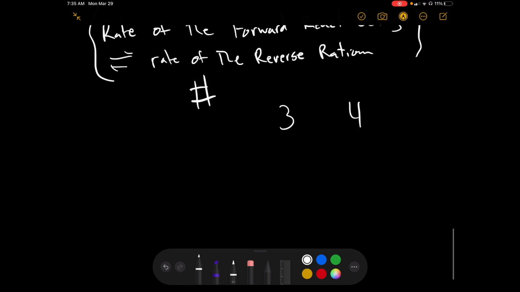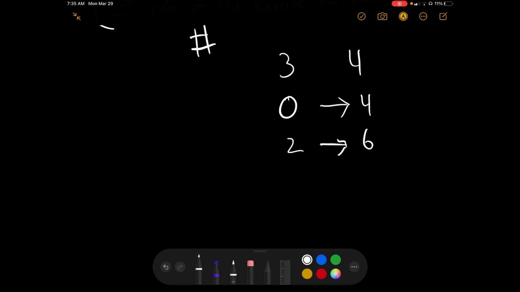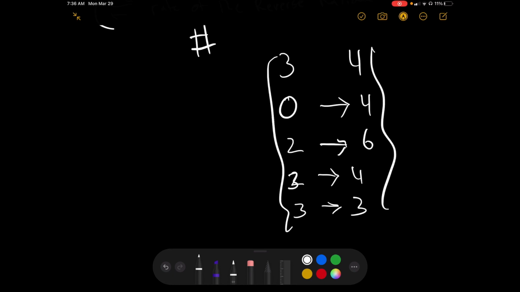You might get, on this side, you might get 4. And you might get 3, and you'll start with 0 and move to 4, and then you might go to 2 and get to 6, and then you might get 2 and move to 4, or 3 and move to 4, and then you might get 3 and 3. Like, it's not the same amount, it's the speed or the rate of concentration change is becoming equal.